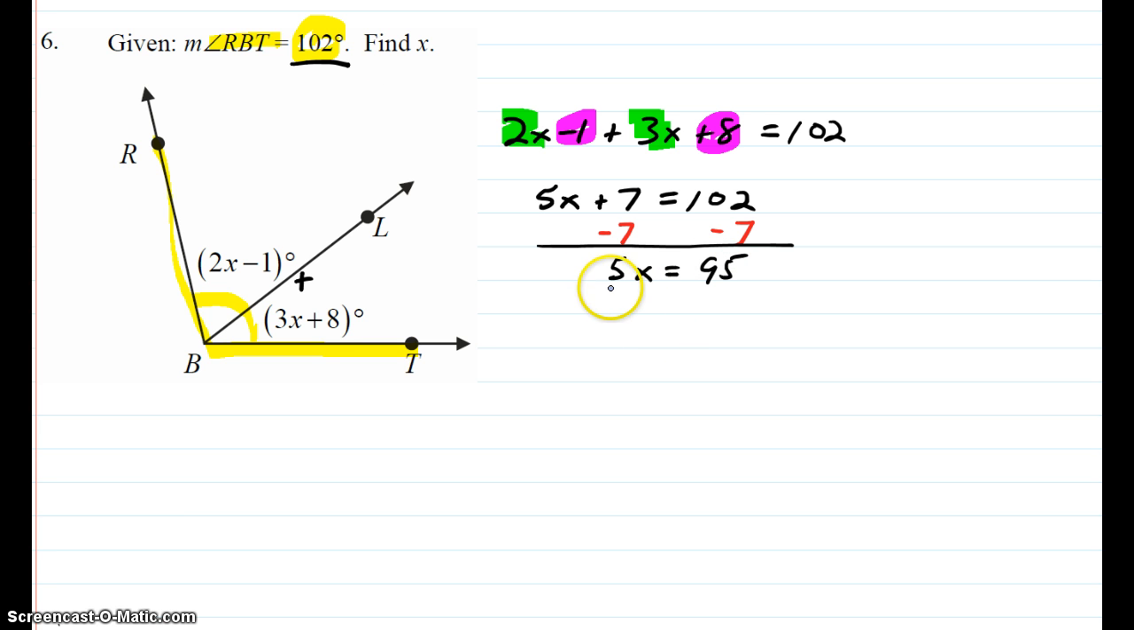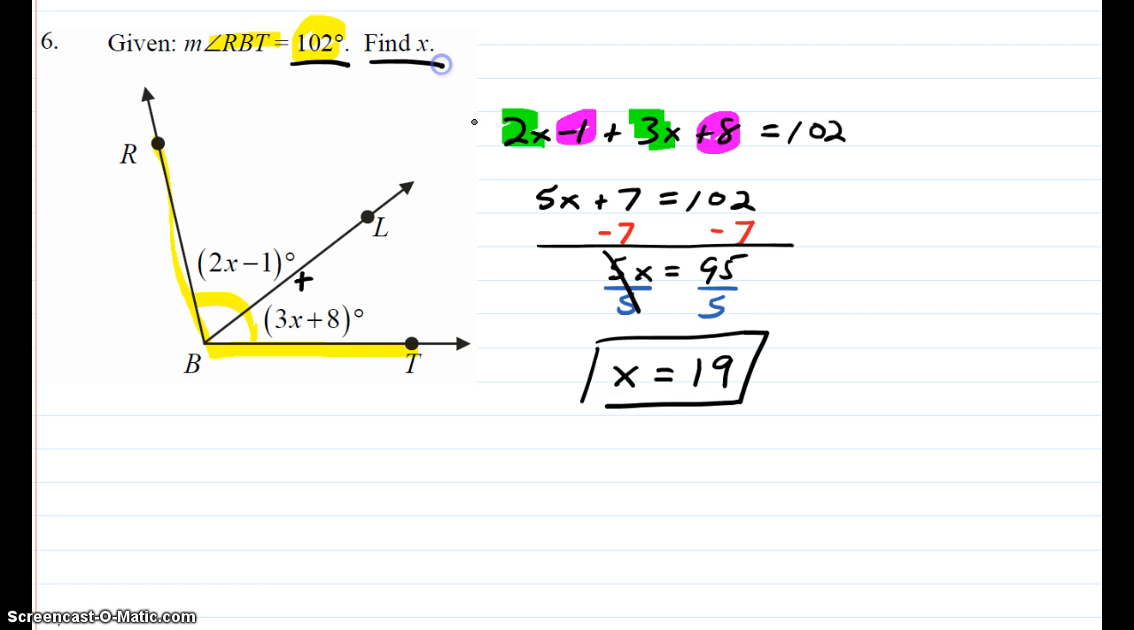Now divide both sides by 5. And we end up with x equals 19. If you wanted to make sure you were right, again, because it's just asking for x, you could take the 19, plug it in here, and those two things should add to that 102.